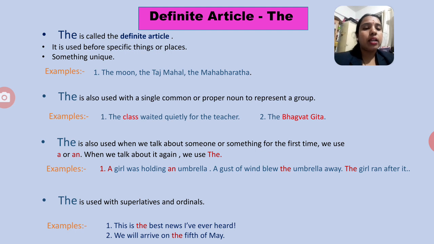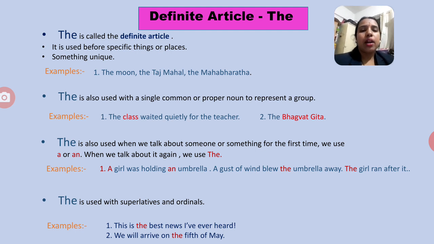What happened? Suddenly a gust of wind blew the umbrella away. So here, umbrella, which umbrella? That umbrella which that girl was carrying, that umbrella blew away. So that's why I have used "the" here. Again I use "the girl ran after it". It means the particular, the same girl ran after the umbrella to catch that umbrella.